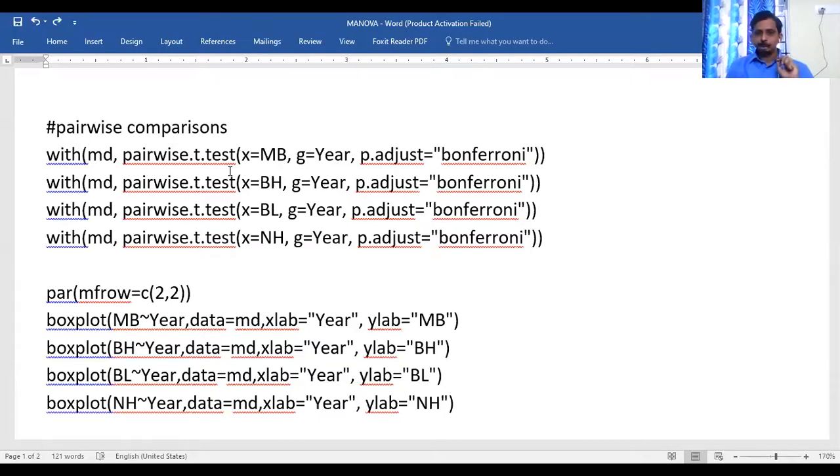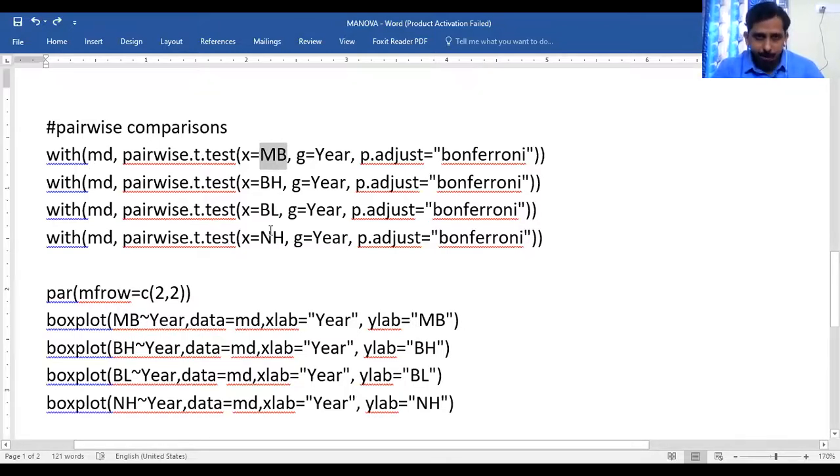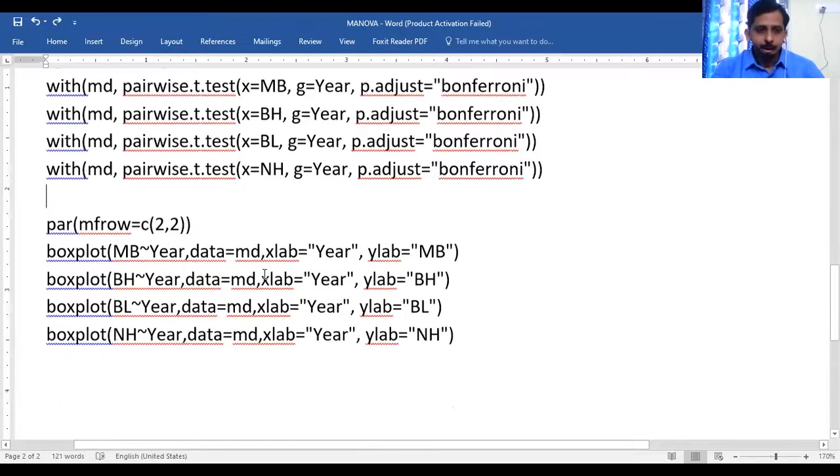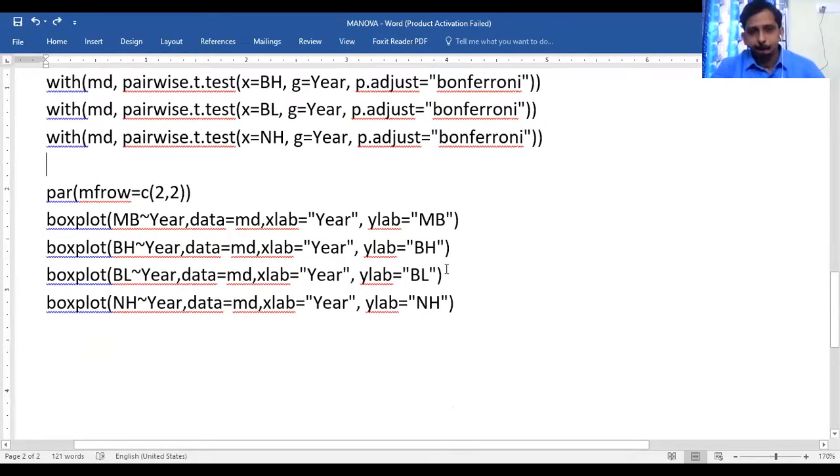Likewise, here also, to have a proper pairwise comparison across the years, we consider MB, height, length and nasal height. That is why we have to do four independent pairwise comparisons, one for each variable. Now, how to present the data? Box plot: MB across years, BH across years, BL across years.